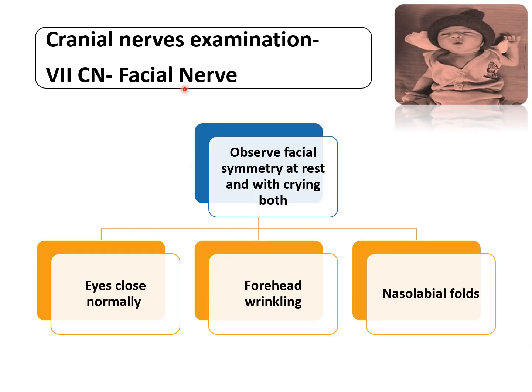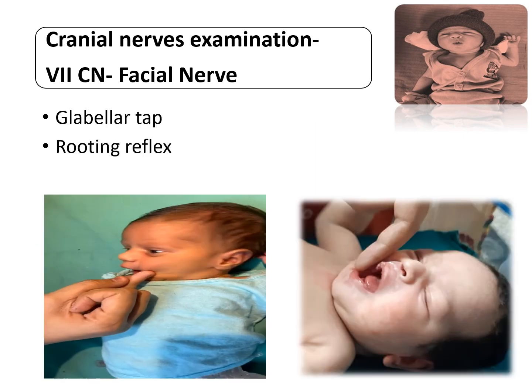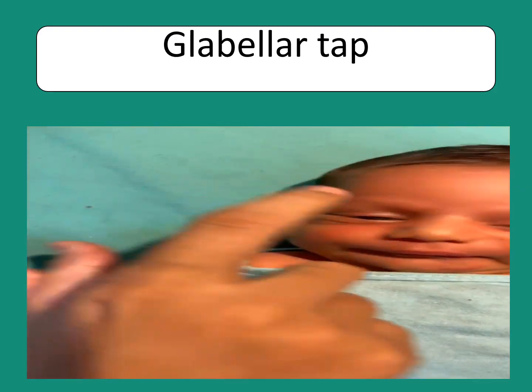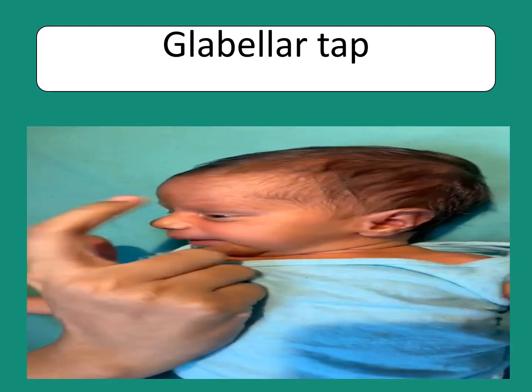For the facial nerve, we have to observe the facial symmetry when the baby is at rest and when the baby is crying. So the baby is closing both the eyes normally, forehead wrinkling is there, and nasolabial folds are bilaterally symmetrical. That means the seventh cranial nerve is normal. And also the glabellar tap and rooting reflex, as the facial nerve is efferent for the glabellar tap. See in this video how to perform the glabellar tap.